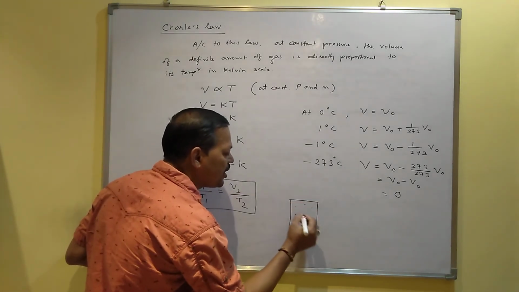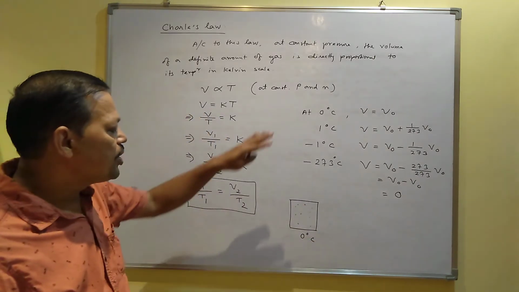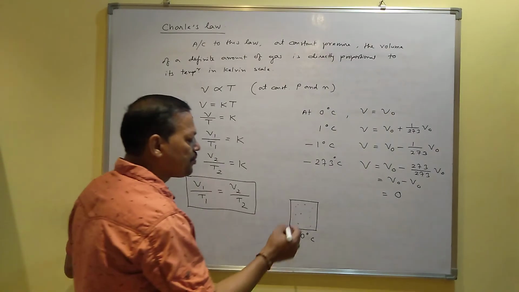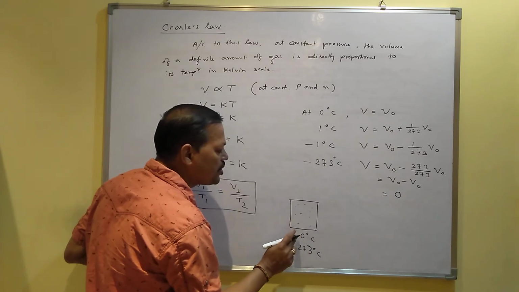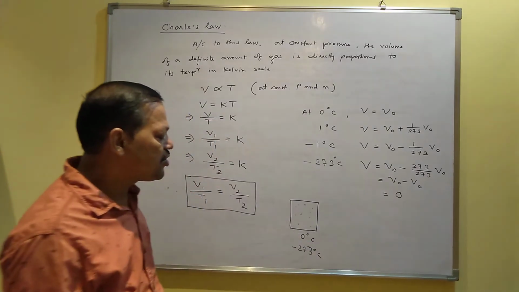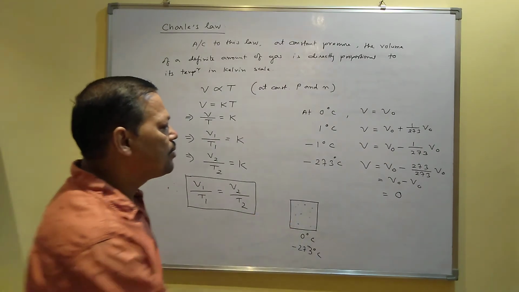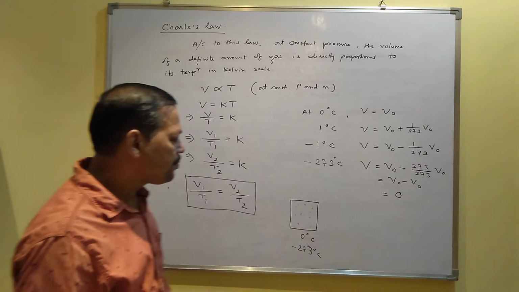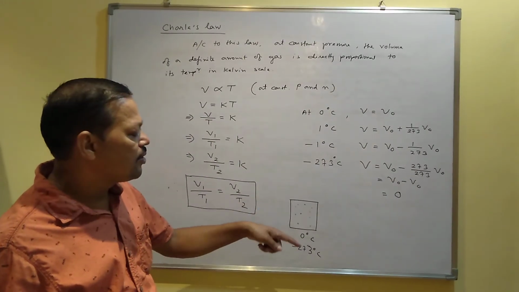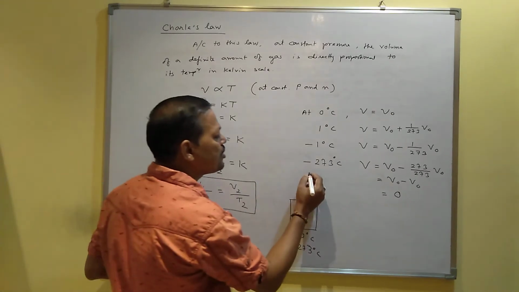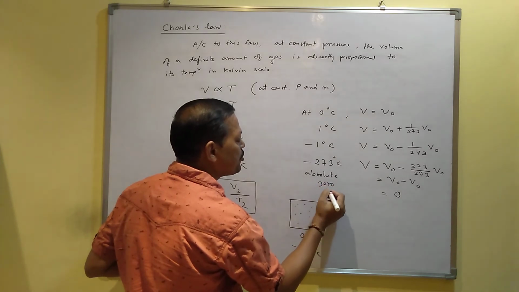The container contains a gas, and initially the temperature was 0 degrees Celsius. When you decrease the temperature from 0 to minus 273 degrees Celsius, what about the volume of the gas? The volume of the gas becomes 0. And this temperature at which the volume of the gas becomes 0 is called absolute zero temperature.